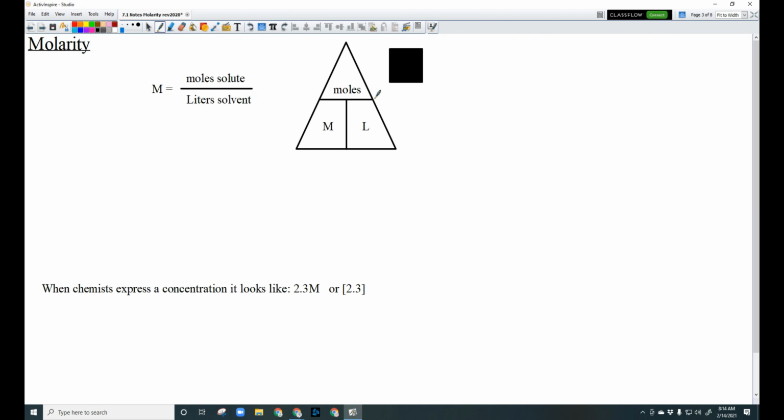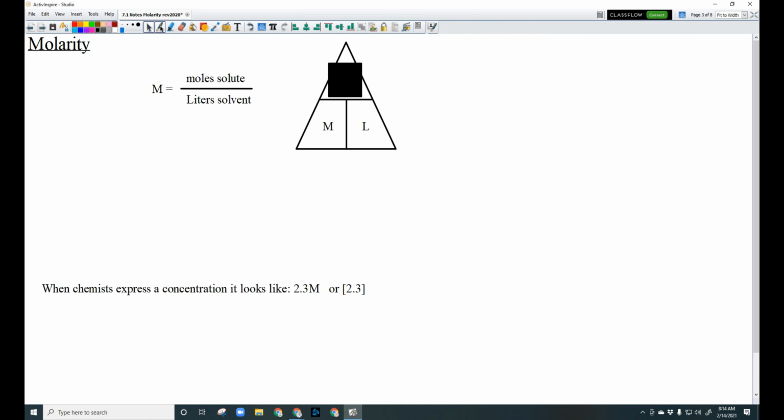And we can use this nifty little triangle here to help us figure out different values. Like, say, if we wanted to know how many moles and we had the molarity and the liters. What you would do with your finger is cover up the answer that you want to solve for. So we're solving for moles. So it's molarity times liters. When they're next to each other, it's multiplying. So molarity times liters is moles.